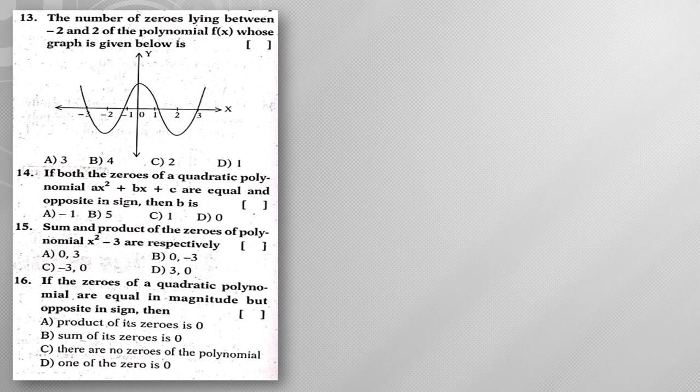The number of zeros lying between minus 2 and plus 2 of the polynomial f of x whose graph is given below. So here he is not asking the number of zeros, he is asking in between minus 2 and plus 2 the number of zeros. Okay, so in between minus 2 and plus 2 only these two are the possible zeros, hence the answer will be 2. For suppose if we did not mention this between minus 2 and plus 2, then how many zeros will come? So these two also will include, then we will have 4 zeros, right?